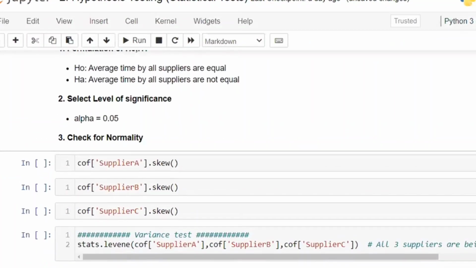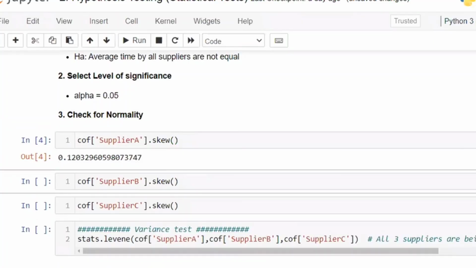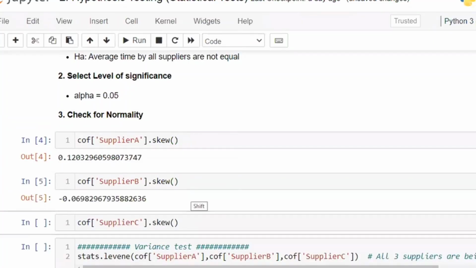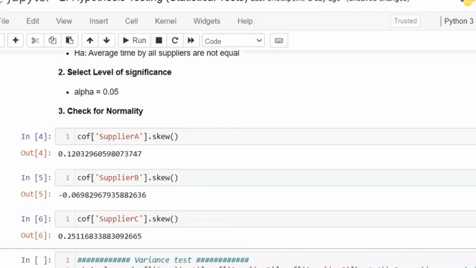So first, I am checking the normality of the first column. It is normal. Second column, it is normal. Third column, this is also normal. So all 3 of them are normal, which means I can proceed with the statistical test. If it is not normal, I have to convert it. Now after that, next is variances. You have to check whether the variances are equal or not.